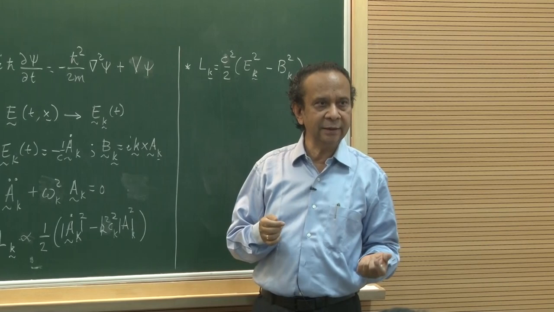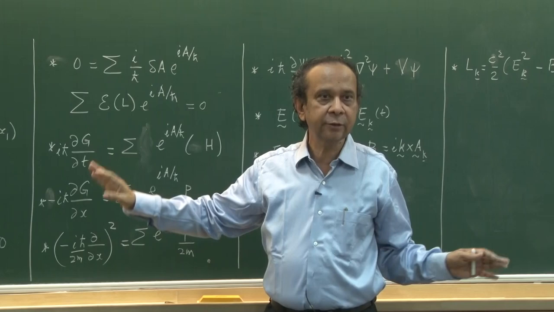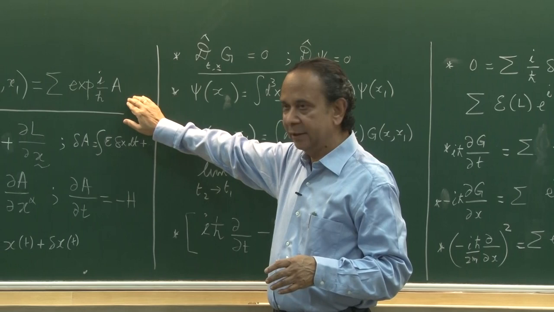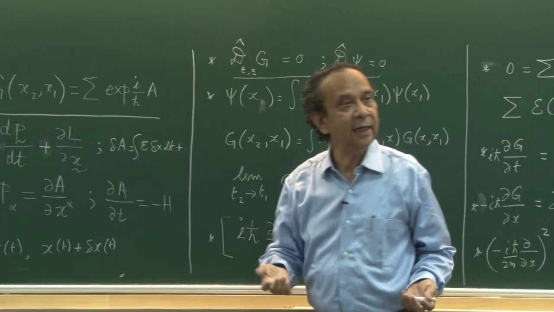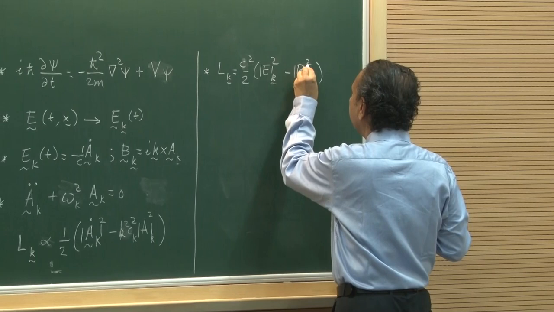So this is just to illustrate that whatever I have done here is not something special to non-relativistic quantum mechanics. The whole philosophy was that this is a law of nature, and there is nothing in physics which we know which is not covered by this equation, including the electromagnetic field. So the electromagnetic field is given as an illustration. You have this quantity, E_k squared minus B_k squared. Now what is E_k squared? Because they are complex numbers, you are talking about the modulus squared.